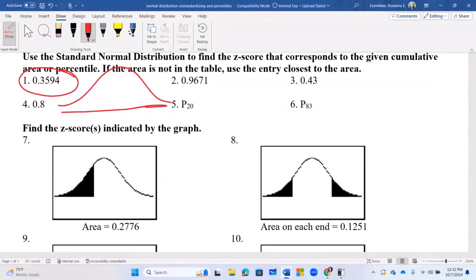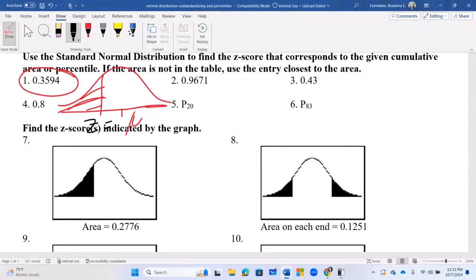Since area cannot be negative, and since it is less than 0.5, it is on the left-hand side of the mean. So the mean is actually here. The area to the left is the same as percentile. So I am told to find the z-score corresponding to the area to the left.